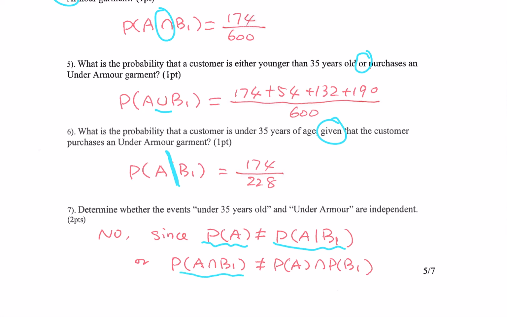Or we could use this one. This is by the conditional probability definition. This is by the multiplication rule. But of course, there's another one, which you could say probability B1 equals the probability B1 given A.